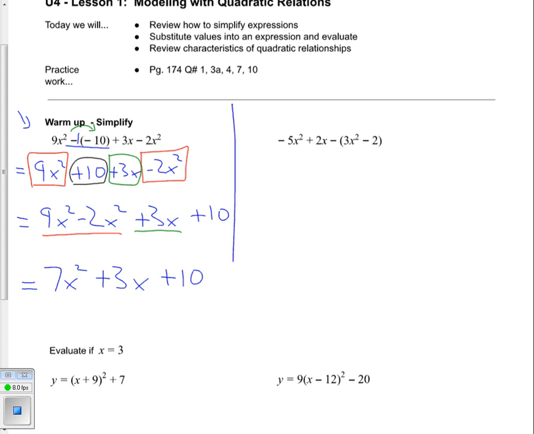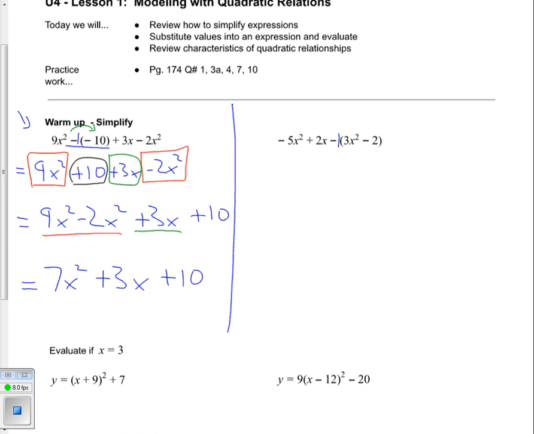So now we'll take a look here at the second example on the right-hand side. And again, what we need to remember is if we have brackets, we need to expand. So in this instance, because there's no coefficient in front of the bracket, there's no number in front of the bracket, we know there that the actual number there is 1. Okay, so there's a negative 1 times everything in the bracket.